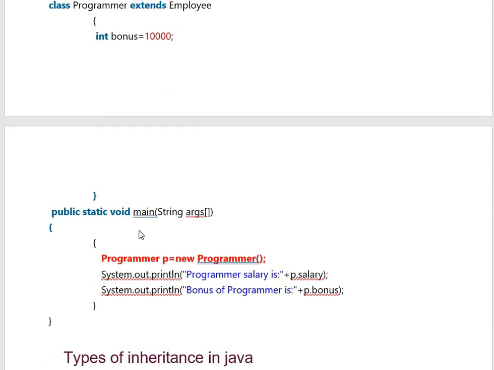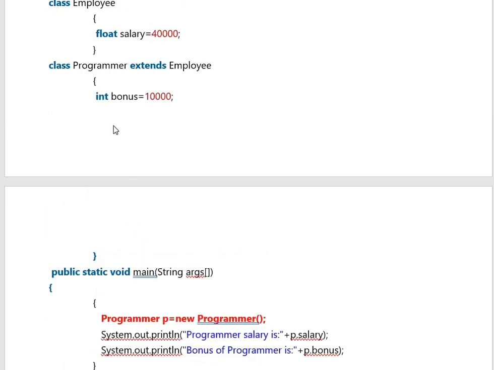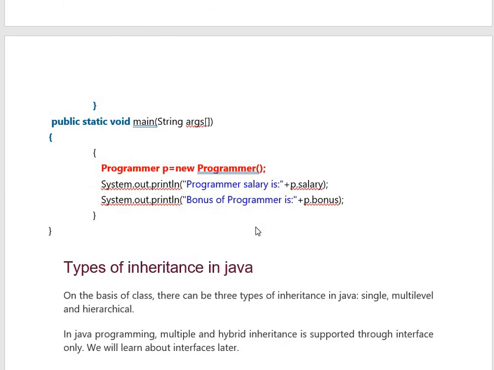Now we are going to the main class. From the main class, we are going to create the object for the subclass, that is called Programmer. Programmer p is equal to new Programmer. Here we are going to access the subclass variable and superclass variable. So p.bonus is a subclass variable, p.salary is the superclass variable. Okay, this is the example for inheritance.